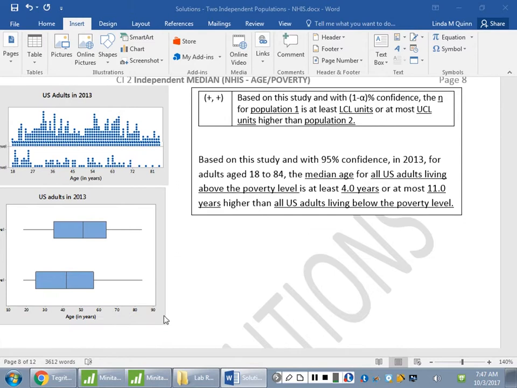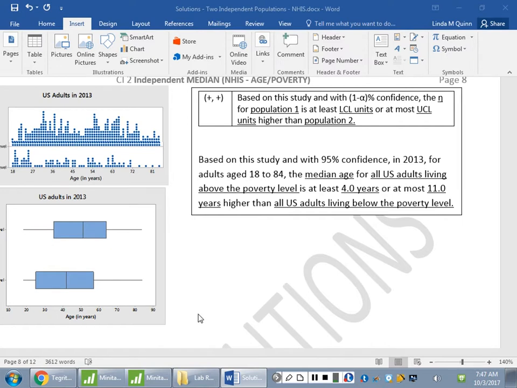So this is our conclusion. It's consistent with what we're seeing in the graph. People that live above the poverty level tend to be older than people below the poverty level. Another way to think about that is people below the poverty level are younger than people that are above the poverty level. Okay. All right, so let's do the last problem then.